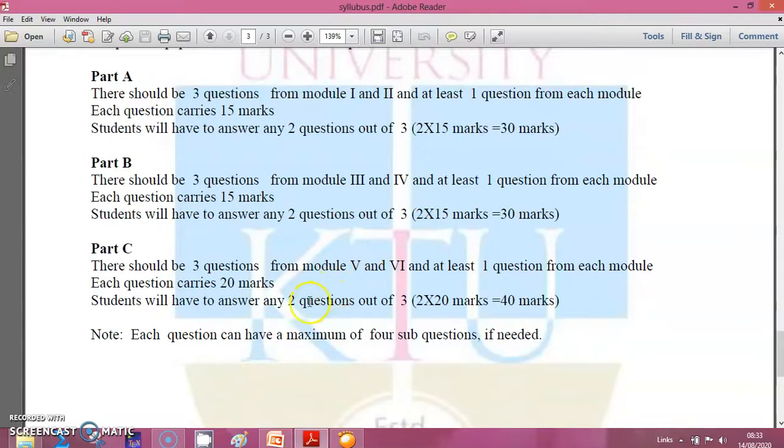And the part C, it is 3 questions from module 5 and module 6, and each question is for 20 marks. So you have to answer 2 questions, it is for 40 marks. So that is total of 100 marks. So this is all about the syllabus.